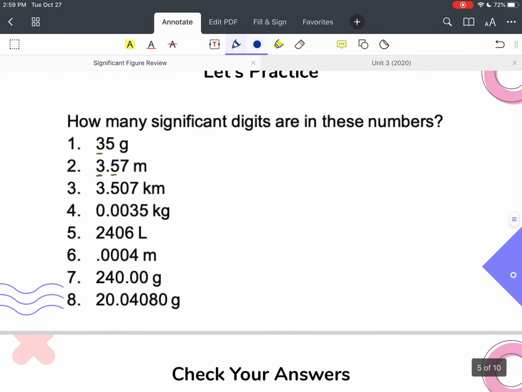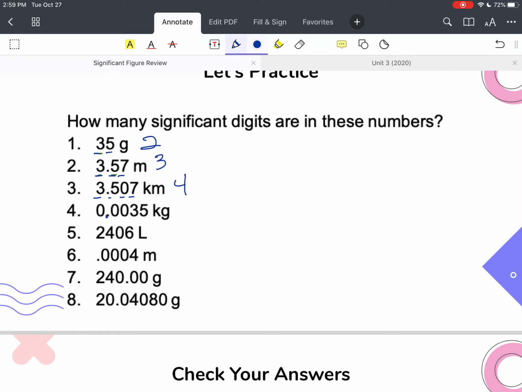Number 1, easy. No zeros to even think about. Numbers 1 through 9, therefore I have 2. Number 2, same thing. All those numbers are actual numbers, so they're all significant. Okay, number 3, I do have a 0, but it's in between my significant numbers, 1 through 9, so it counts. So that has 4.